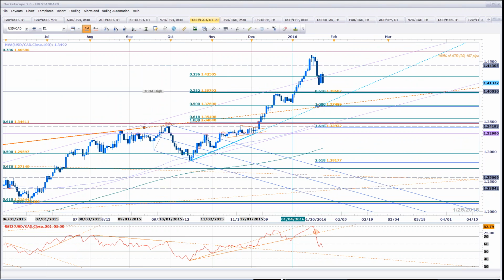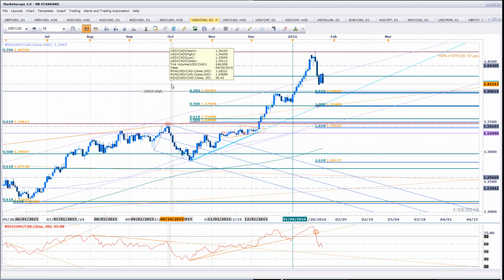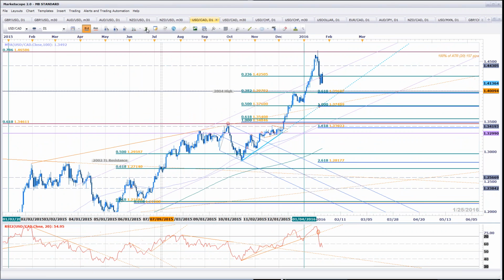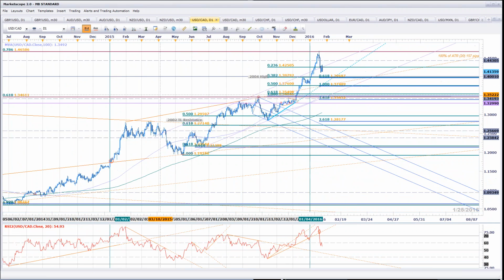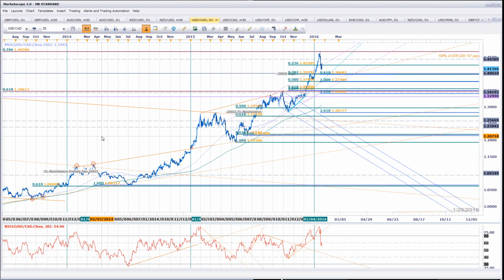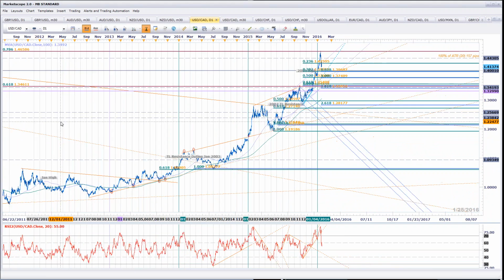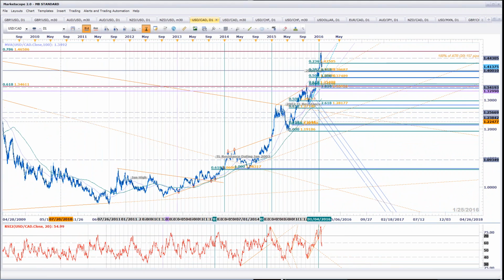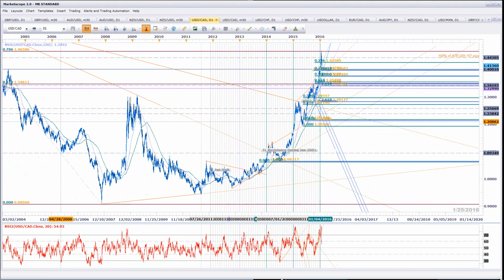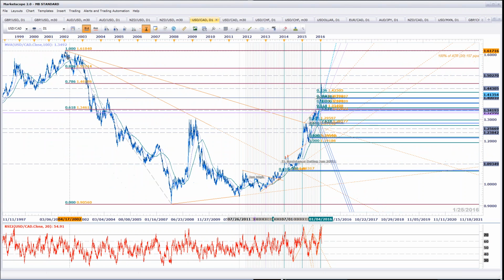Eileen says, dollar CAD, where was the fib originated for the long-term 786 on the daily? Let me take you there. I think it's like 2008, I want to say. Oh, way earlier. 2002. So the 2002 high to the 2008 low, or late 2007 low.